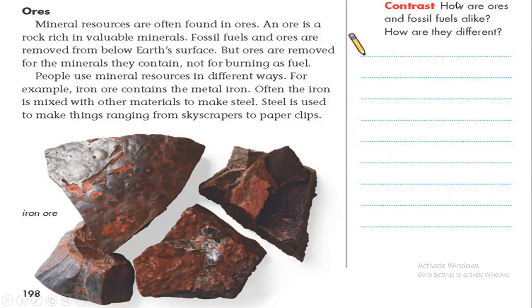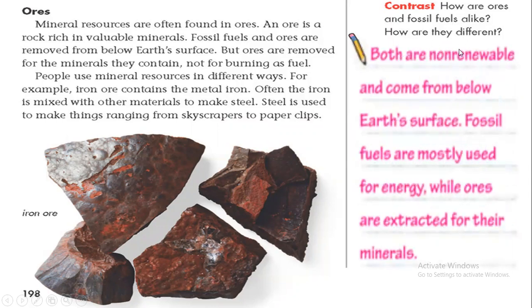We have a question here. How are ores and fossil fuels alike, and how are they different? That's right, they are both non-renewable resources and come from below Earth's surface. Fossil fuels are mostly used for energy, while ores are extracted for their minerals.